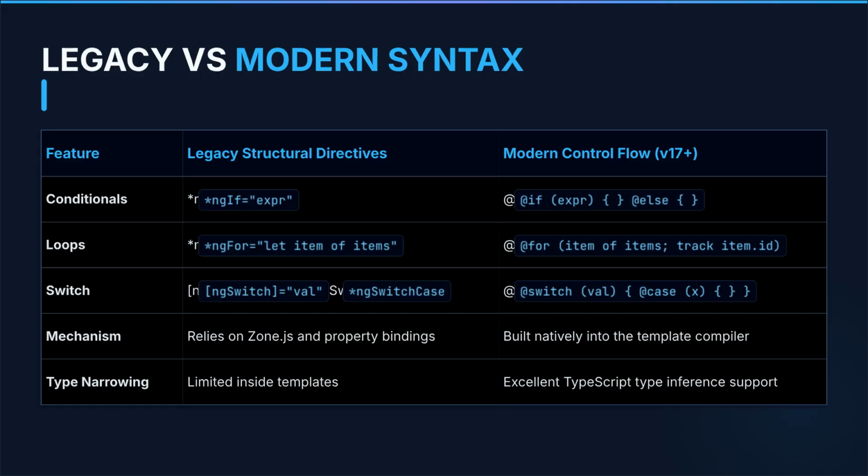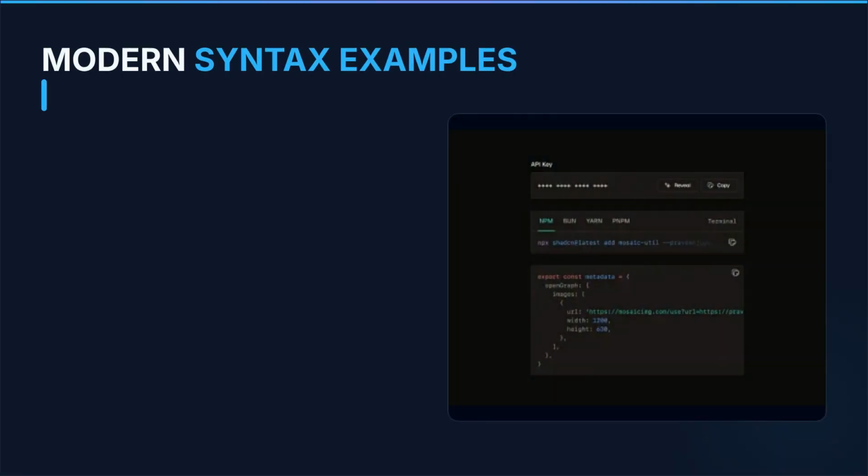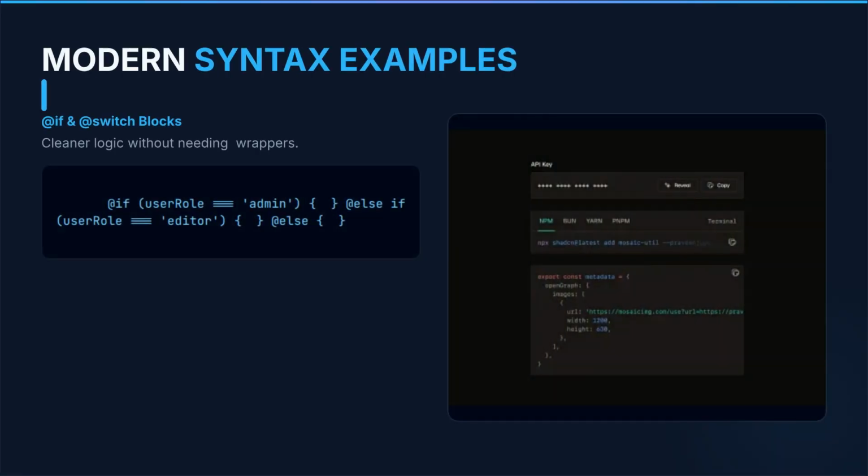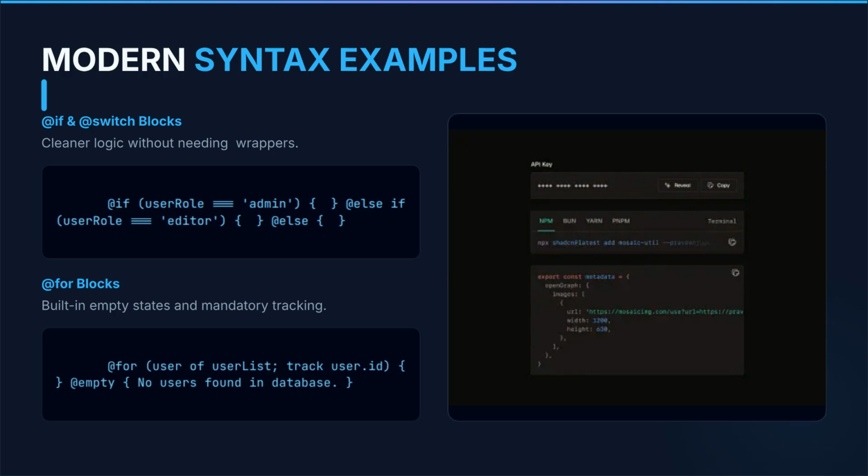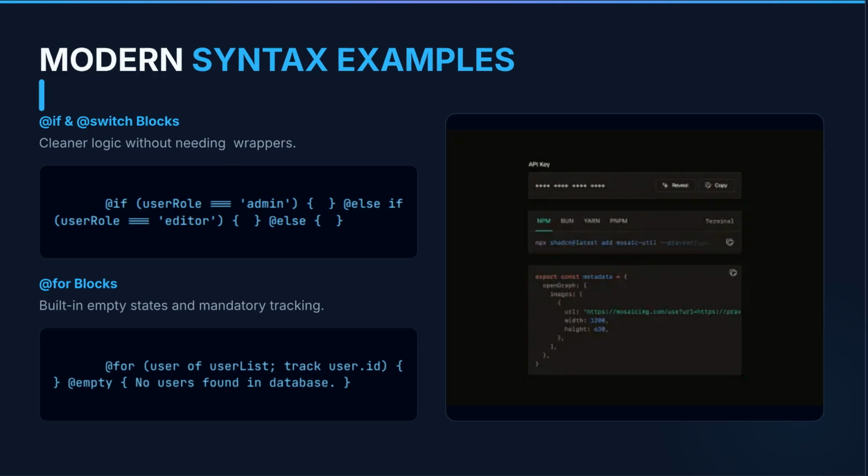The modern control flow syntax offers significant advantages over legacy structural directives, including native implementation in the template compiler and excellent TypeScript type inference support, moving away from Zone.js dependency. Here are examples of modern syntax. @if and @switch blocks simplify conditional logic. The @for block includes built-in empty states and mandatory tracking for better performance.